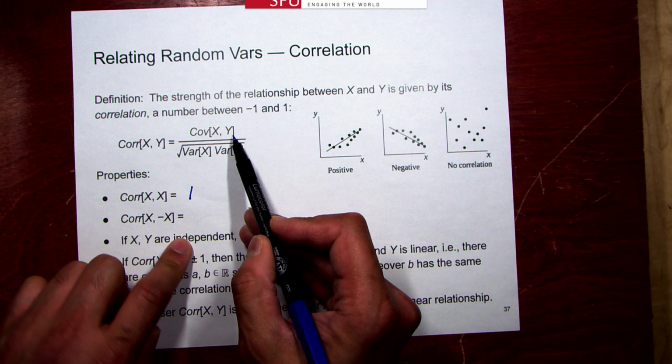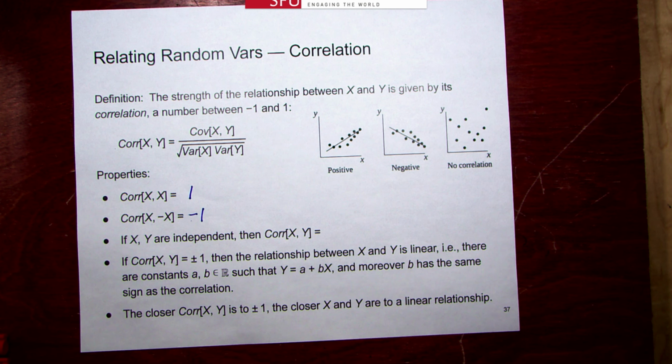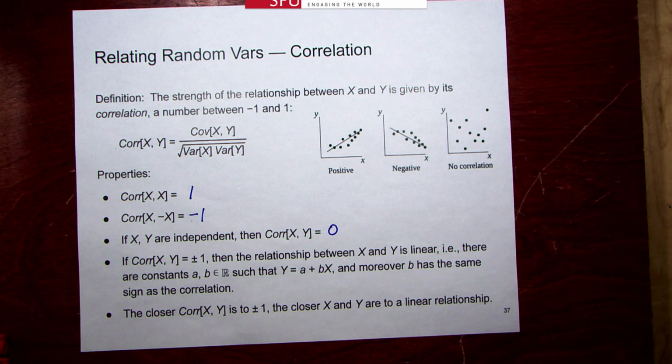Okay, so x should be correlated with itself. As x goes up, x goes up. As x goes up, minus x goes down. I mean, that sort of makes sense. And those are the perfect situations that you can get. Another perfect situation is that they're independent, so you end up getting a correlation of 0 because the covariance will be 0.